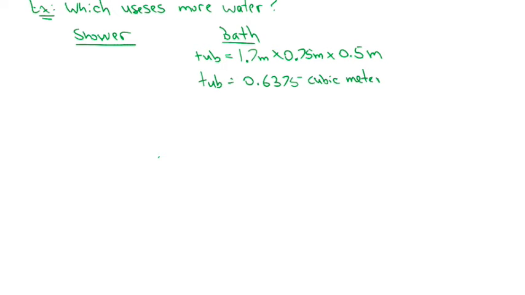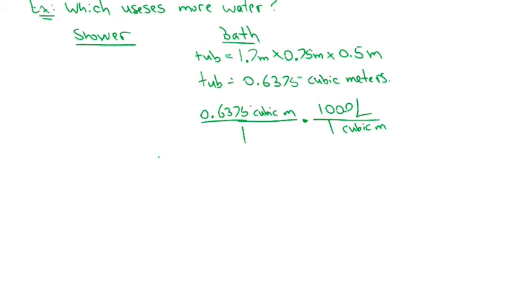We just discussed that every cubic meter takes 1,000 liters. So I have this number in cubic meters, and I want to change it into liters. I want to get rid of cubic meters, that goes in the bottom, and liters goes in the top. So how many liters in a cubic meter? 1,000. So all I have to do is multiply that by 1,000.